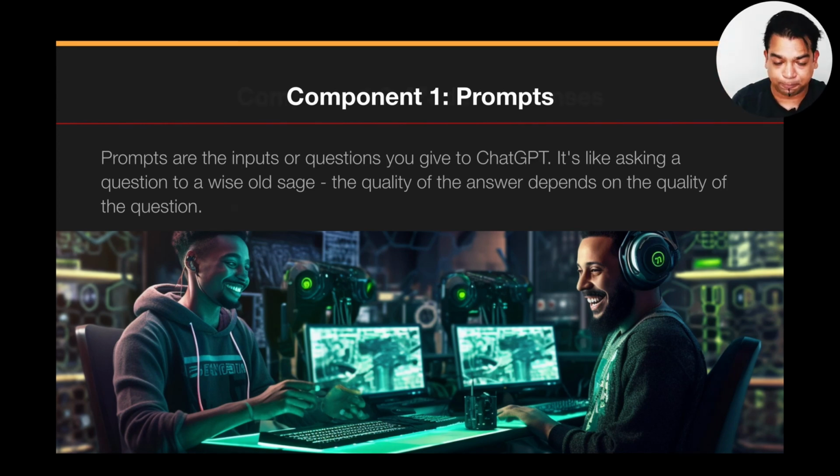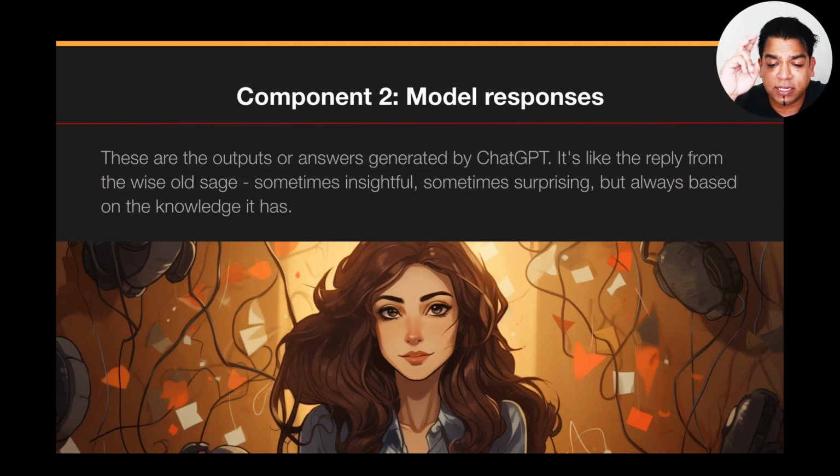That's component number 1. Component number 2 is modeled responses. These are outputs or answers generated by ChatGPT. It's like the reply from the wise old sage, sometimes insightful, sometimes surprising, but always based on the knowledge that it has. When you are putting inputs into ChatGPT, understand that it is picking from the knowledge that it has.